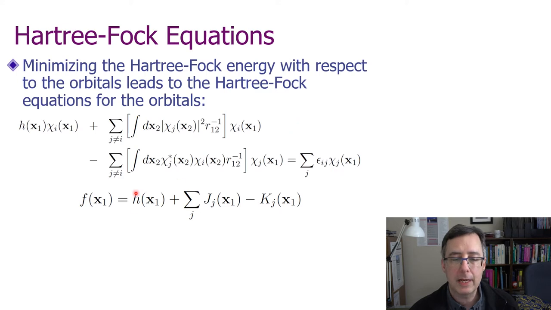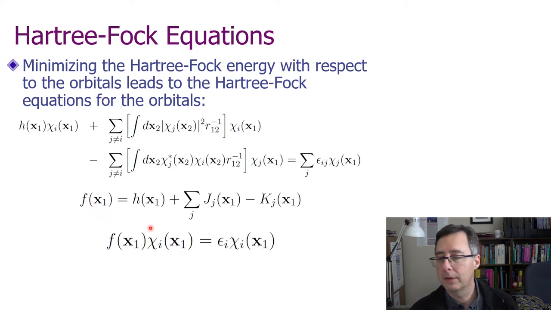but I can define a new operator that lumps together a lot of this complexity. It'll be the one electron term, which is kinetic energy plus attraction to the nuclei. It'll be this thing, which is basically the Coulomb repulsion that an electron feels due to all the other spin orbitals j, and this thing, which I'll call K, an exchange operator. I'll call this the Fock operator after Vladimir Fock, who co-invented the Hartree-Fock procedure. And if I write it this way and then do a little more magic that I'm going to gloss over, I get F acting on chi I gives epsilon I times chi I. That's just an eigenvalue equation.